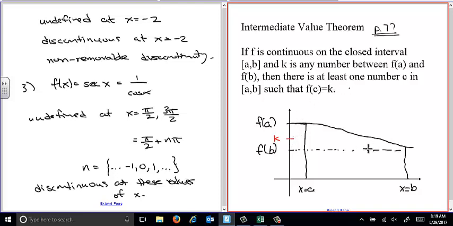It says then there is at least one number c. So if I draw horizontally over here, then if you go the other direction, so you define y, go over to the curve, figure out what the x value is. This is x equals c. It says there's at least one number c in the interval a to b, such that f of c, so here's x equals c, it turns out that f of c equals k. So here's my explanation of the intermediate value theorem.